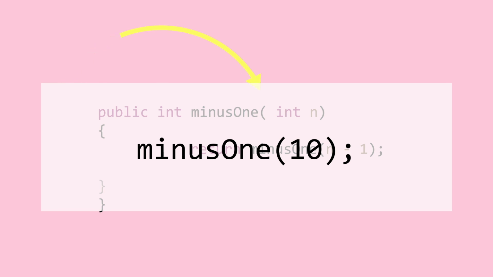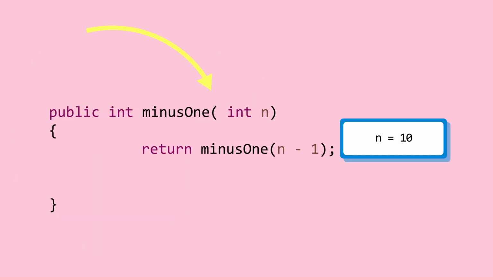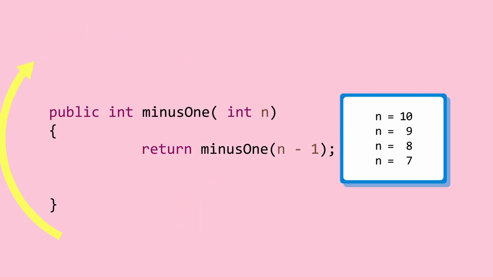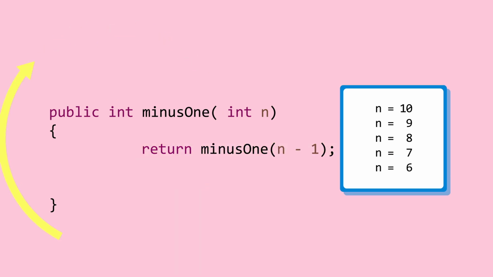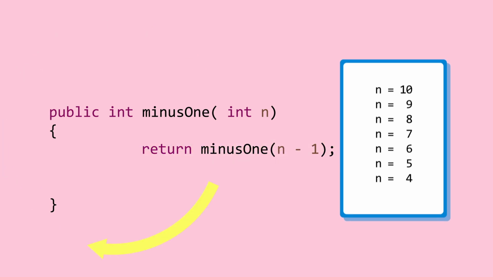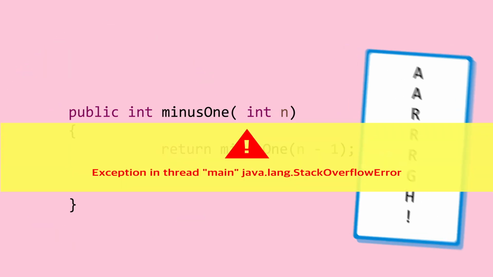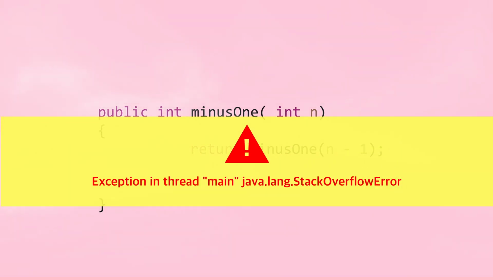What do you think will happen? For each call, n will decrease by 1, passing on parameters 9, then 8, then 7, then 6, and so on. The method will be called over and over and over again until when? Uh-oh, there's no break. We just broke the program by running an infinite loop and got a stack overflow error. There is an overflowing stack of work that the computer gave up processing.